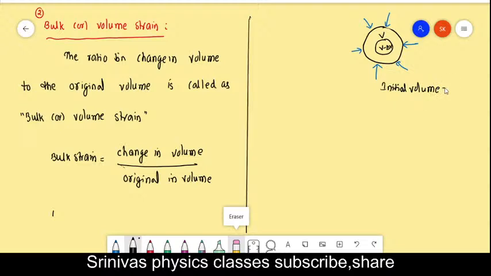Initial volume before applying the force is V. Now when you apply the force, the final volume is decreased. Now it is V minus delta V. What is the change in volume from the figure? Anyone write in the chat box? Bulk strain is equal to change in volume by original volume. What is the change in volume?